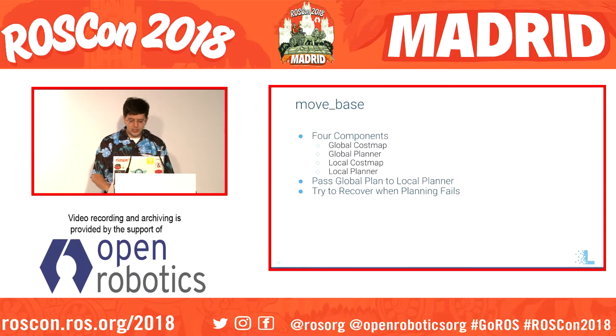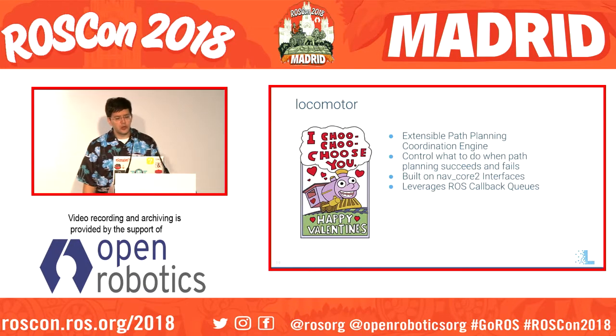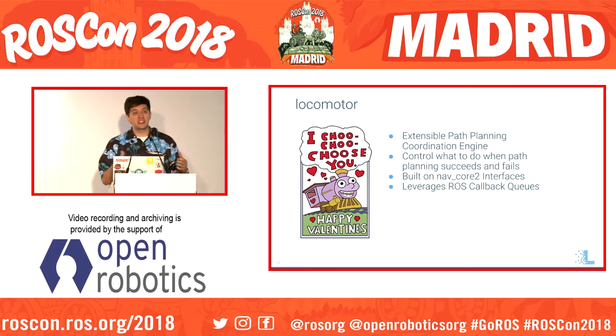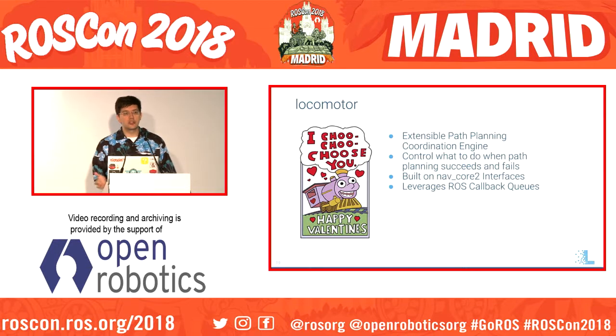So our replacement for this is called Locomotor, which is an extensible path planning coordination engine, which allows you to define what exactly happens when your path planning succeeds or fails. And it's built on the same NavCore 2 interfaces that I talked about before, and it leverages ROS callback queues in order to be able to handle the different threading of the events.